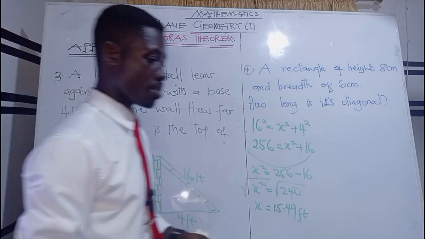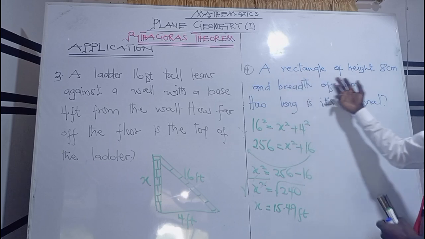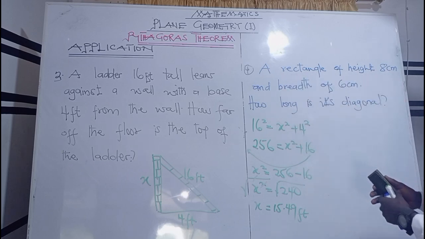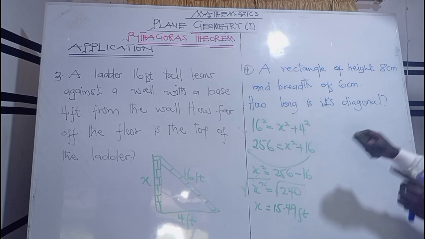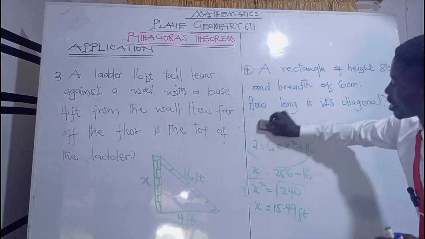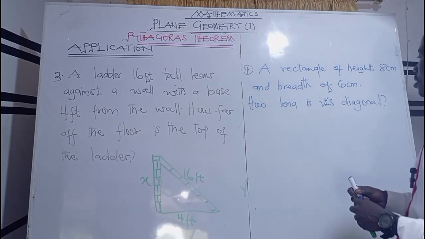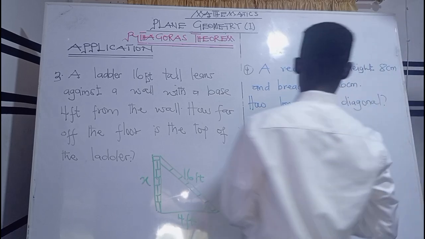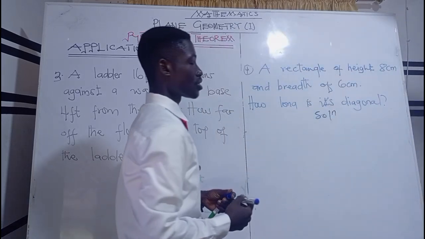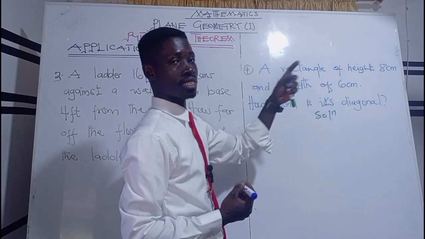Now we have another example on the board. It reads: a rectangle of height 8 centimeters and breadth of 6 centimeters. How long is its diagonal? So we are going to find the length of the diagonal. So let's start. A rectangle. So we are going to draw a rectangle of height 8 centimeters and a breadth of 6 centimeters.